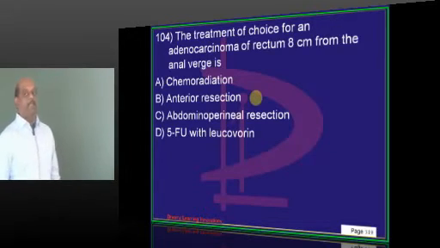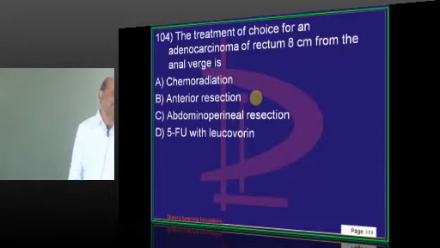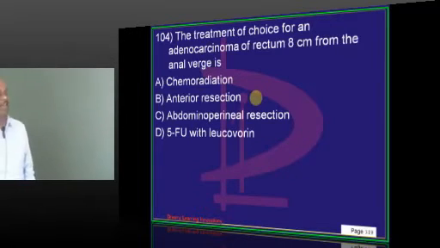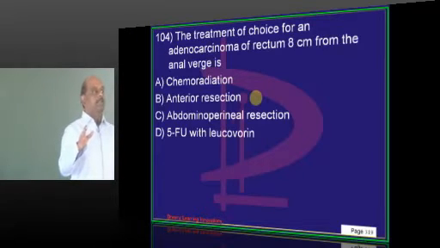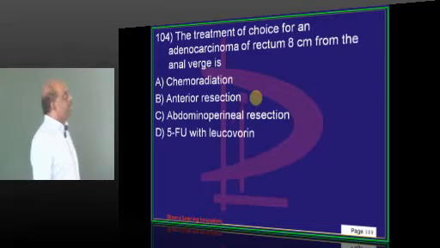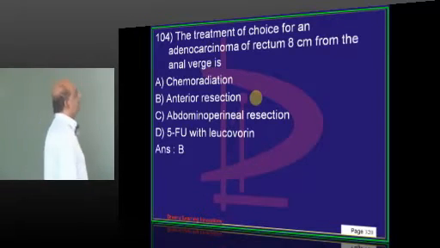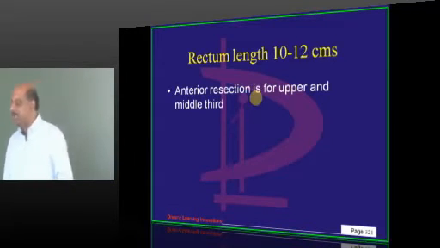Adenocarcinoma of rectum, 8 centimeters, so upper one third, middle one third, lower one third. Upper one third. Okay, fundamental question. What is the length of the rectum? 12 to 14 centimeters. Beautiful, doctor. You are ready for MD entrance. Upper one third, middle one third. In rectal carcinoma we will be doing the anterior resection, is what needs to be basically remembered. Rectum length is about 10 to 12 centimeters.